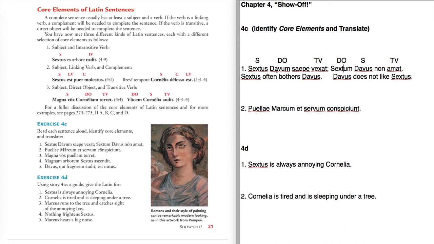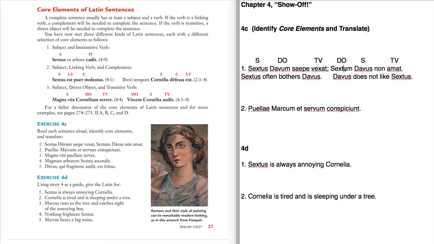Sextus often bothers Davos. Sextus is the subject. He's the one doing the bothering. And we do have a direct object, which you can identify by that M ending, as you can here as well. And since we do have a direct object, we say that that verb is a transitive verb, as I've said a couple times now in this video and the last one. So there's the answer for number one.